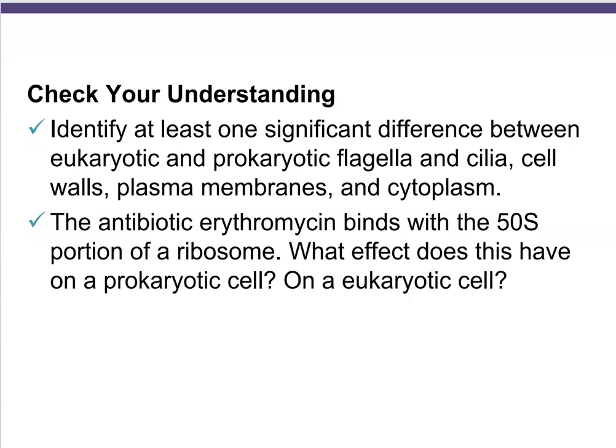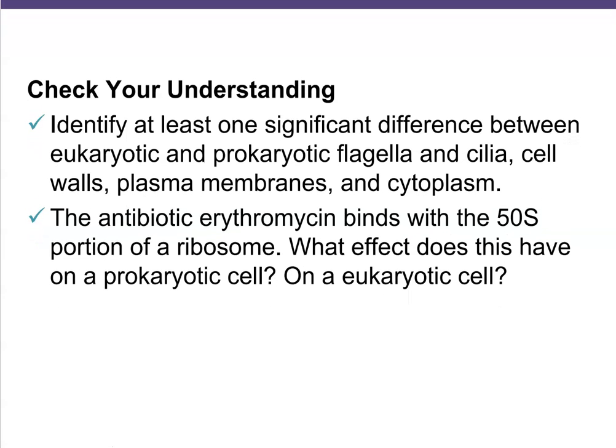Okay, so here I just want to point out the second part here. The antibiotic erythromycin binds with the 50S portion of a ribosome. 50S, remember, that would be the large subunit of the prokaryotic ribosome. What effect does this have on a prokaryotic cell? Well, it will hinder protein synthesis, and when something is bound to this portion of the ribosome, then protein synthesis can no longer take place, and so the cell will not be able to grow and multiply, and so therefore we are limiting the growth of a prokaryotic cell.